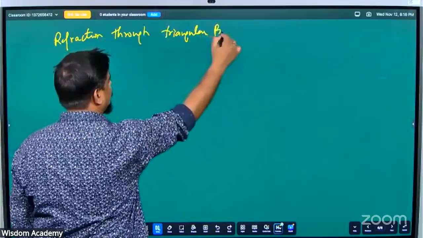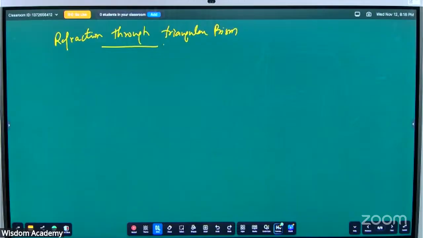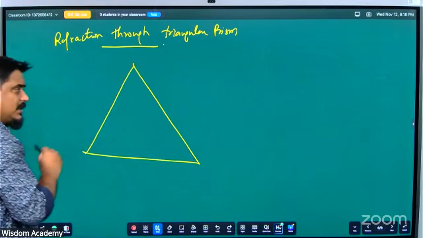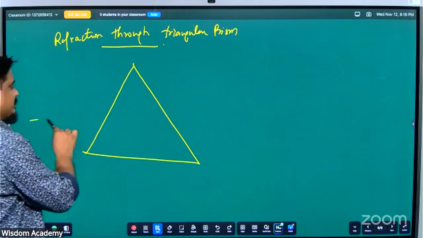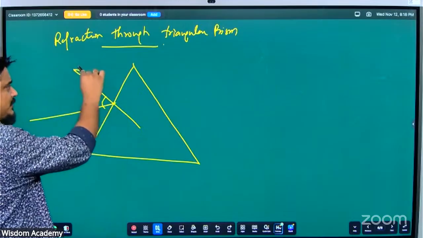Triangular prism. Now, what is that? So, I hope you know that whenever the light is going, I'm drawing it here, there is a prism and light is entering a prism. This is the angle of incidence, isn't it? This is a normal, obviously.